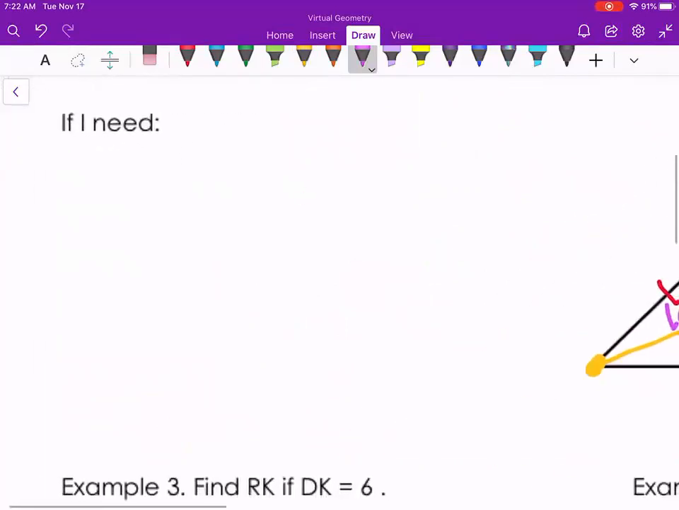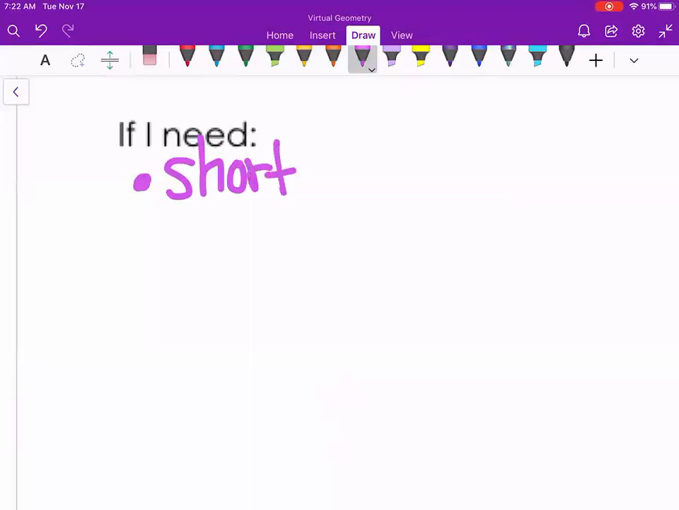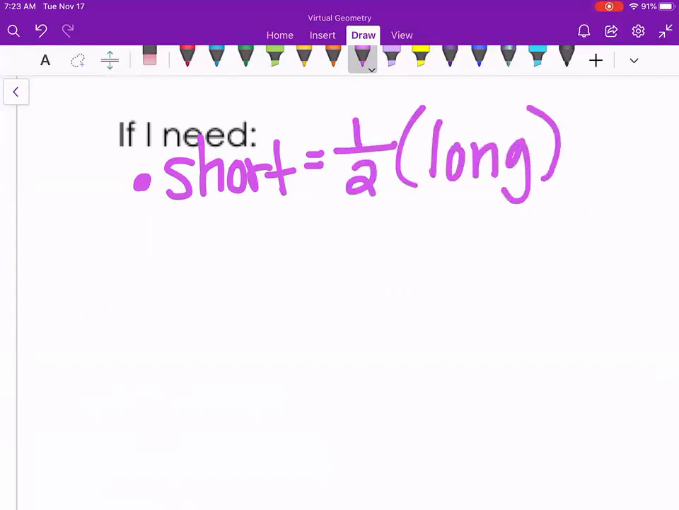So let's see how we can use this to get our different pieces of this triangle. So let's say if I need one of the shorter pieces, well, there's two formulas I can use to get that. One of those is the shorter pieces are half the length of their longer parts.